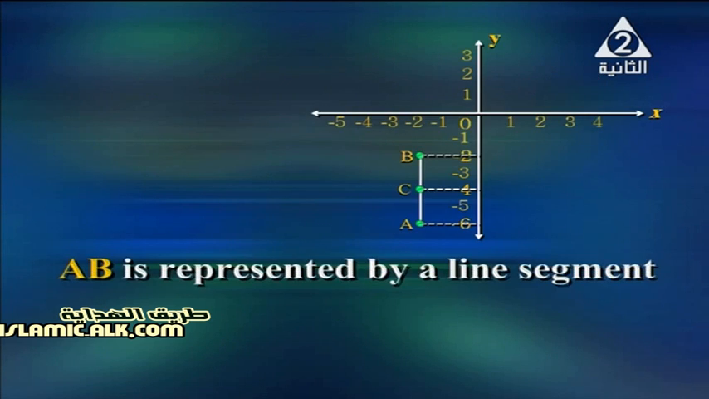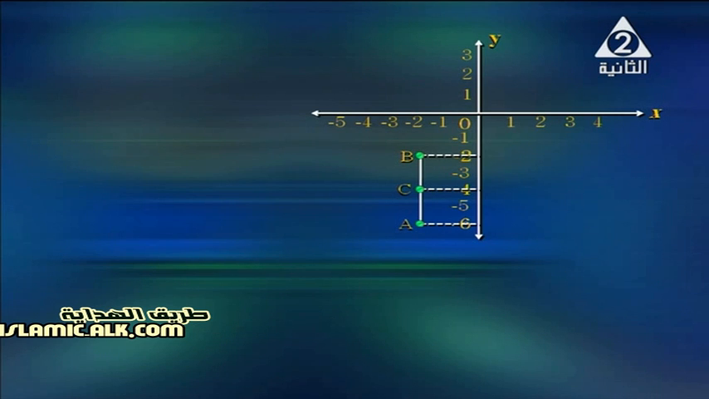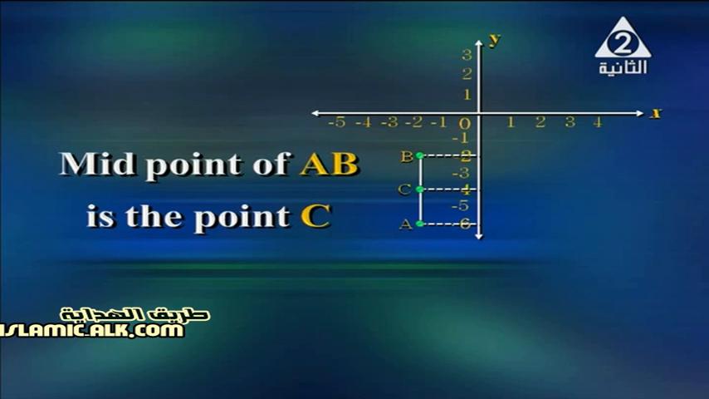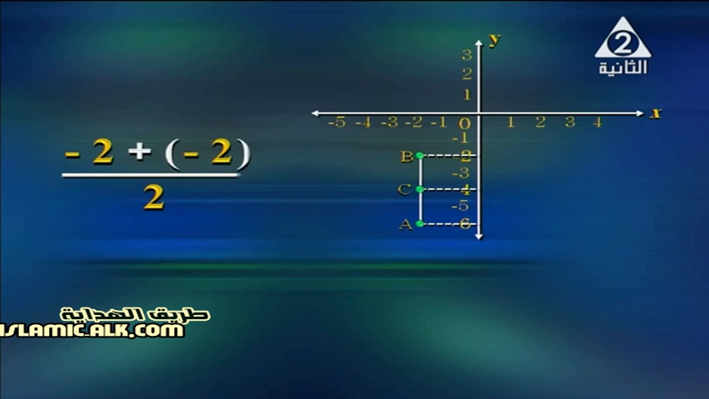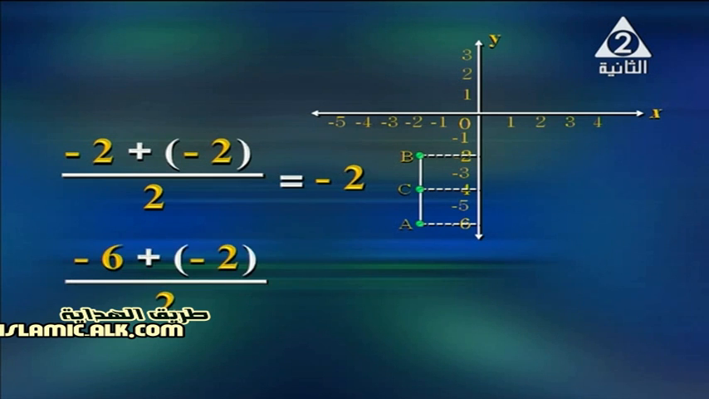So, AB is represented by a straight line parallel to the y-axis, and the midpoint of AB is the point C. What about the coordinates of the point C? Yes, you are going to notice that the coordinates of the point C will be (-2, -4). How can you find it? Yes, by adding -2 plus -2 over 2 to obtain a result of -2. What about the y coordinate of the point C? It is -6 plus -2 over 2 to obtain a result of -4.